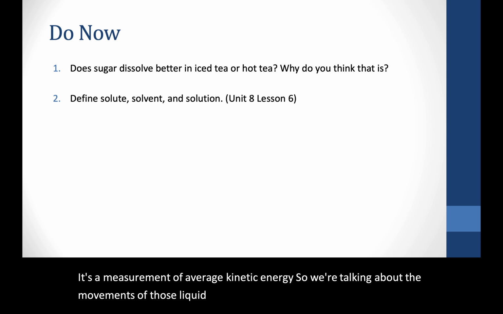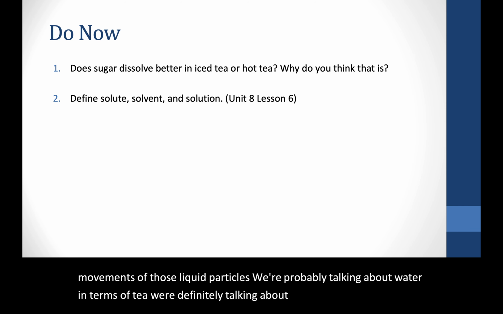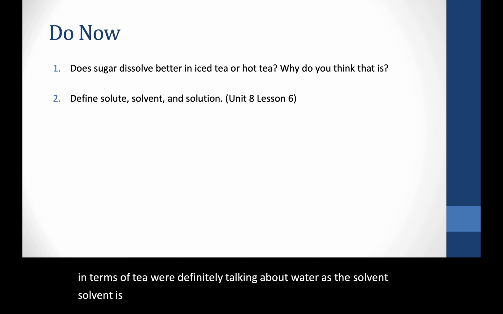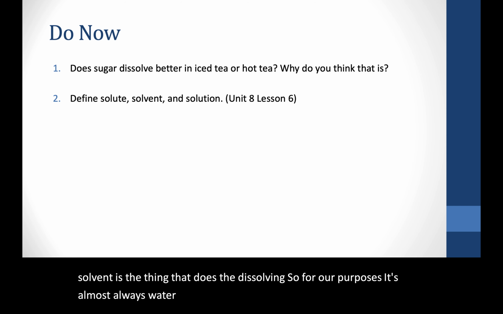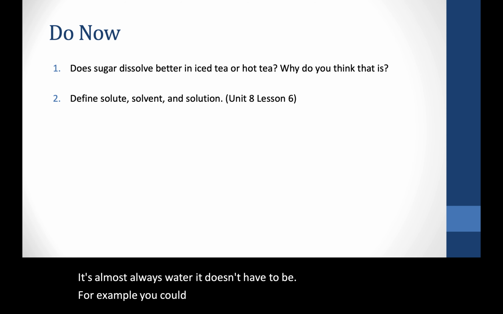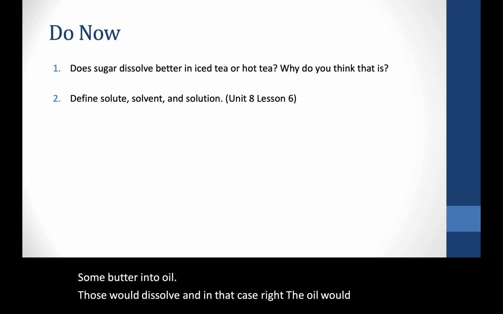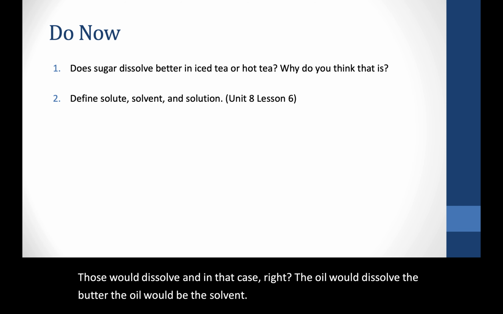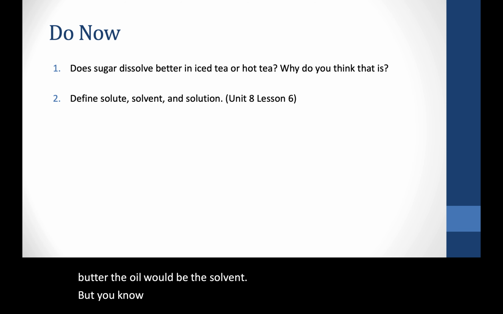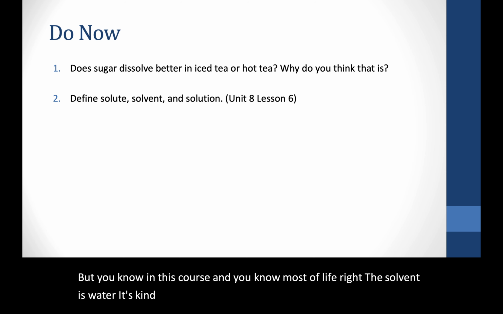We're probably talking about water. In terms of tea, we're definitely talking about water as the solvent. Solvent is the thing that does the dissolving. So for our purposes, it's almost always water. It doesn't have to be. For example, you could mix some butter into oil. Those would dissolve, and in that case the oil would dissolve the butter. The oil would be the solvent. But in this course and in most of life, the solvent is water. It's kind of the universal solvent. It's everywhere.